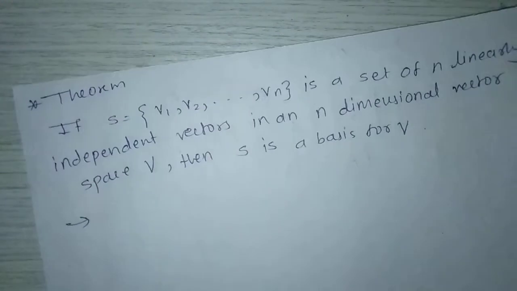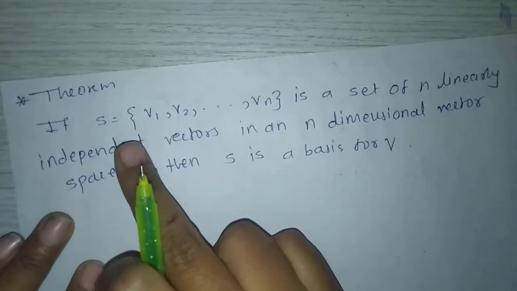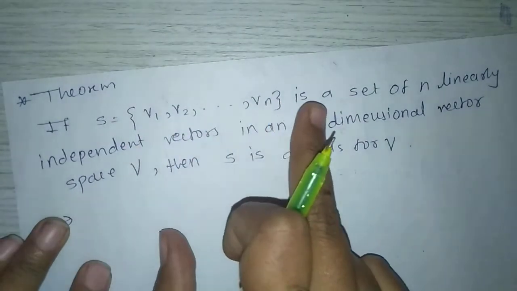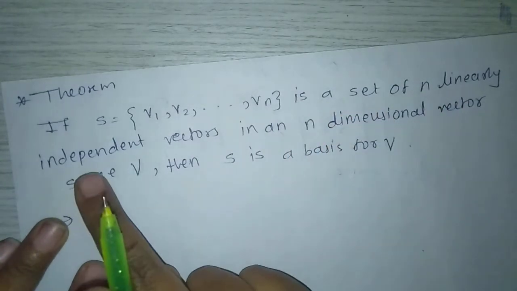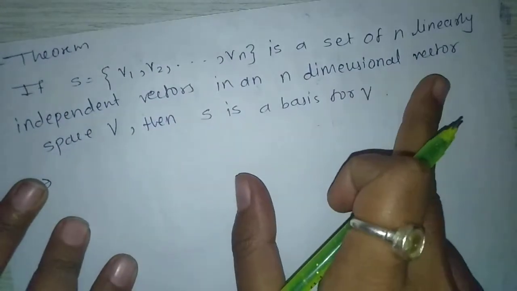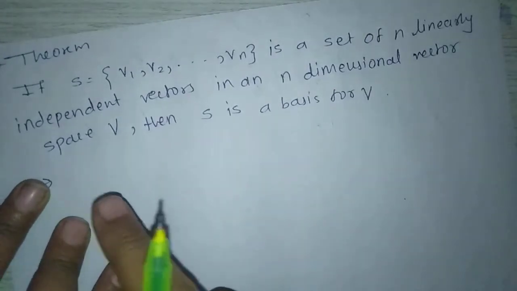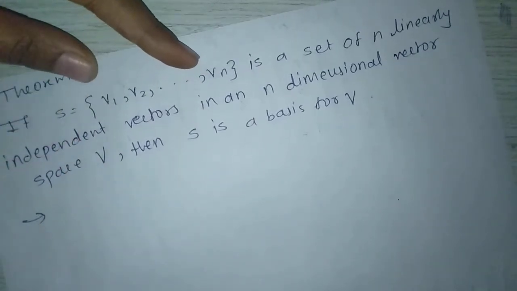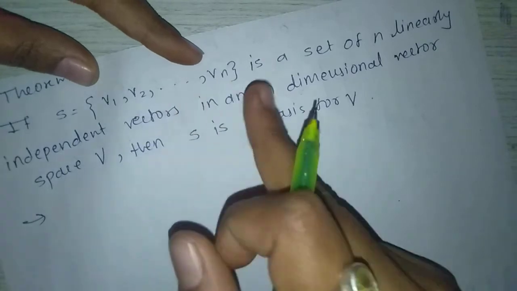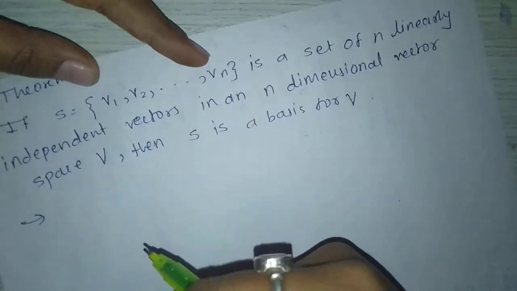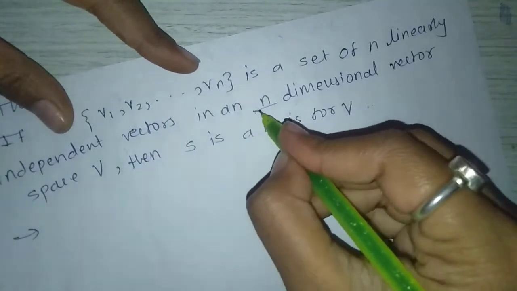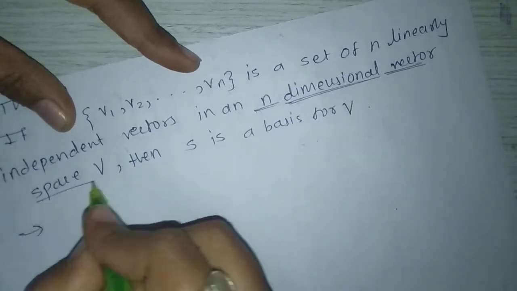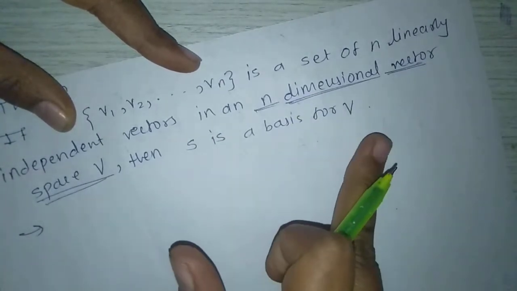And next, some results in the form of theorems. First, if S equals V1, V2 and so on Vn is a set of n linearly independent vectors in an n-dimensional vector space, then S is a basis for V. It means if S contains n linearly independent vectors in an n-dimensional vector space, then S is a basis for V.